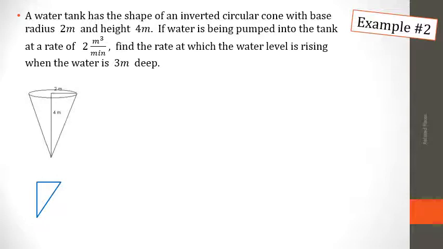Okay, for this one we have a water tank that has the shape of an inverted circular cone. I've got a picture there with a base radius of 2 meters and a height of 4 meters. If water is being pumped into the tank at a rate of 2 meters cubed per minute, find the rate at which the water level is rising when the water is 3 meters deep.